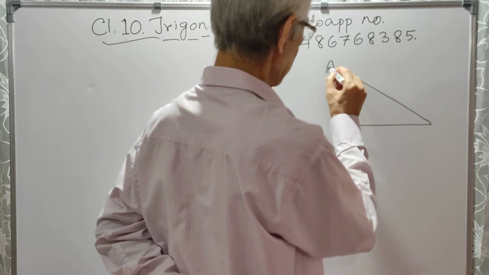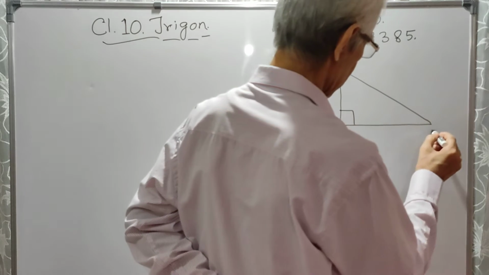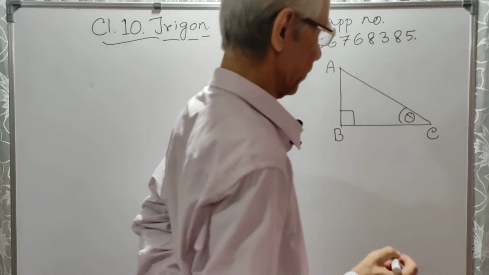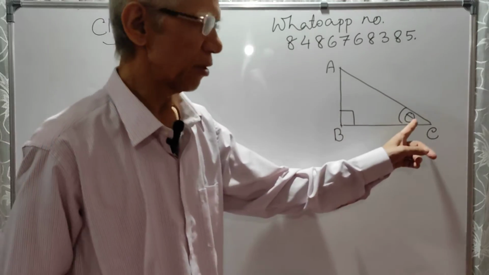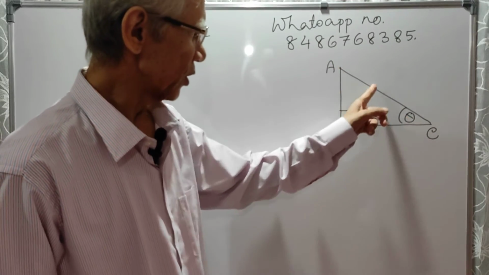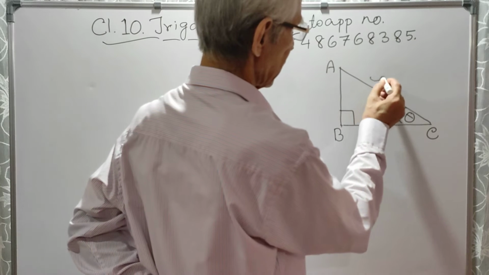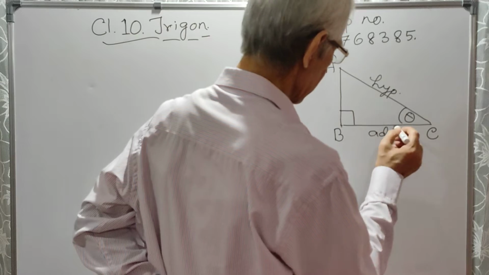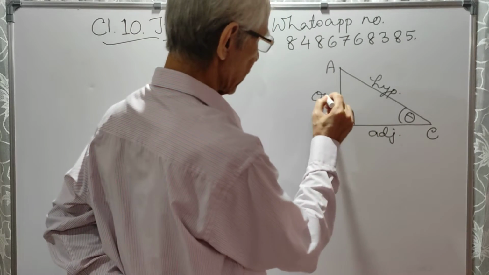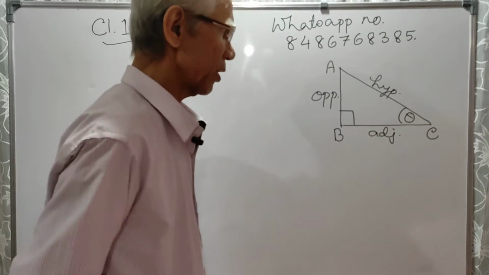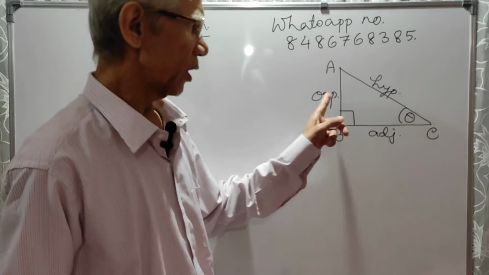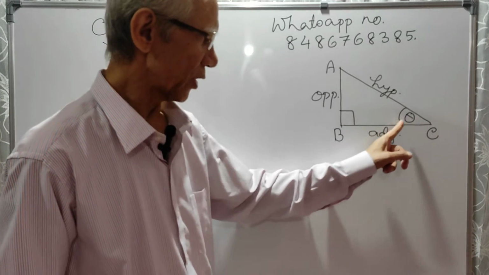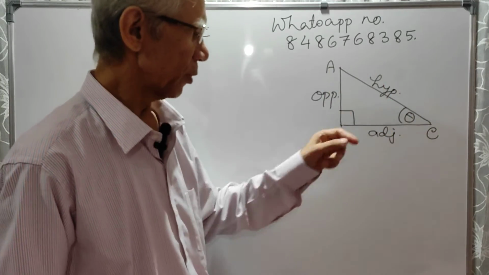So suppose it is ABC, and suppose this angle is theta, which is under consideration. Now this is the hypotenuse. This is adjacent, and this is opposite. All this I explained in my last video. This side is opposite to the angle under consideration, which is theta, and this is adjacent, touching that angle. And of course this is the hypotenuse, opposite to the right angle.